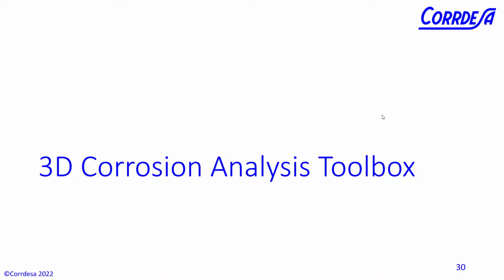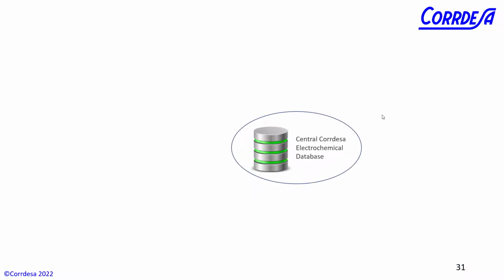Okay, so the 3D corrosion analysis toolbox. I'm going to pull all this together now. Essentially, whether it's 1D or templated 3D or a full 3D, you need the fuel for the solver engine. You need the electrochemical database, and that's something that we've built up. We have a lot of aerospace materials, automotive materials. It's just a matter of making that investment and agreeing a protocol.